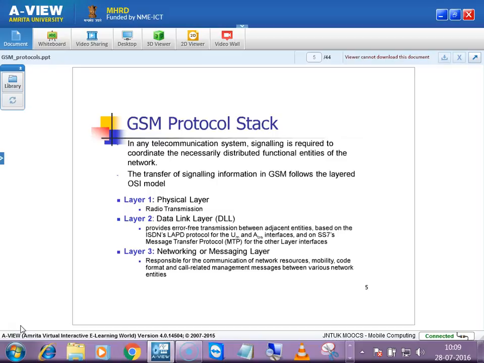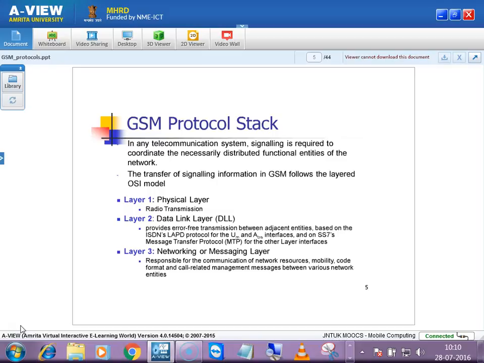And the GSM protocol stack. I told you, whenever we say some protocol stack, to compare it with OSI, right? Here you will have only 3 layers, but in OSI you will have 7 layers. But here, these 3 layers take care of the remaining layers. Layer 2 takes care of some things, and layer 3, the networking layer, handles some messages with the significance of the session layer and application layer. So in GSM you have only 3 layers: one is the physical layer, two is the data link layer, and three is the networking layer or messaging layer.